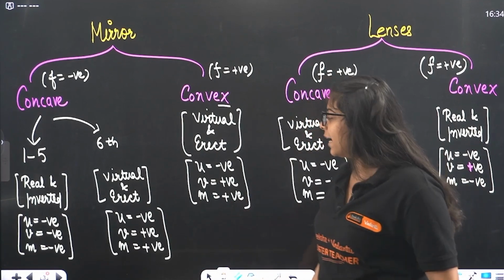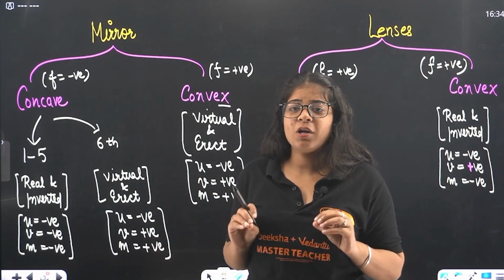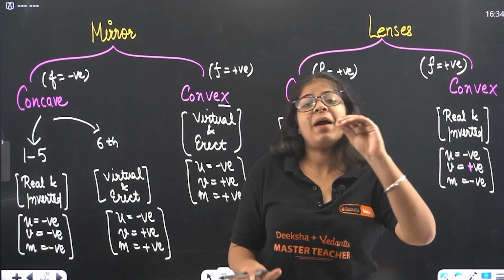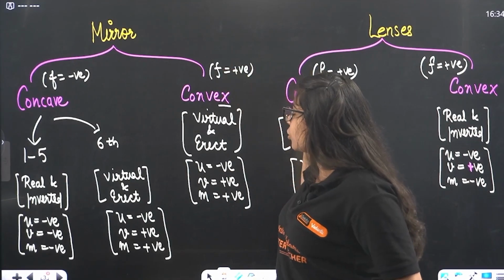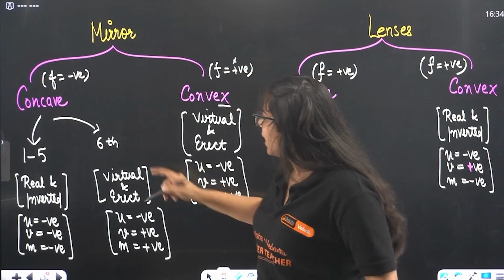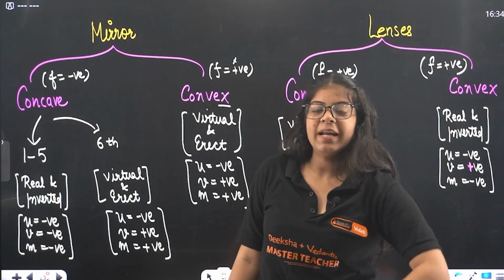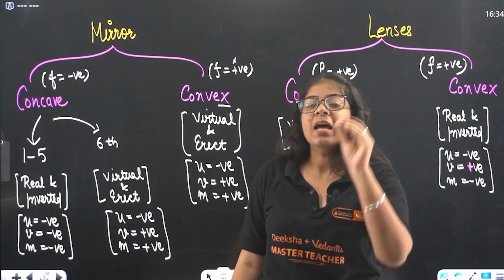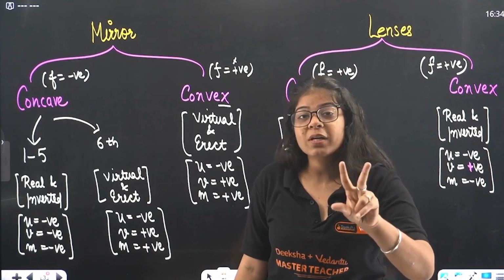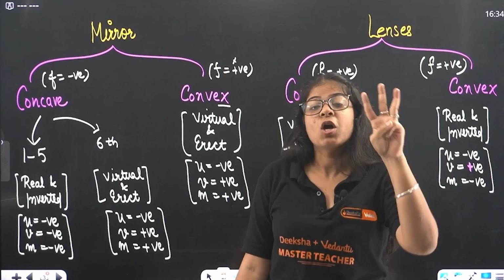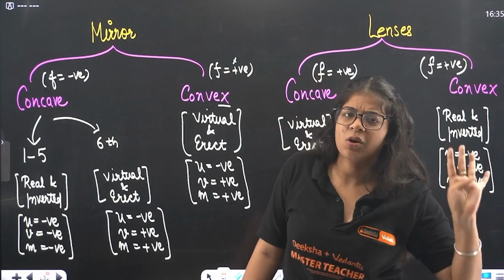Coming to virtual and direct, u is always negative. We all know that. But if v is positive, magnification is also positive, focal length is also positive. No, focal length is not positive. Here, the 6th case, virtual and direct, for a concave mirror: v is positive, u is negative, magnification is positive, focal length is negative. It's a concave mirror.